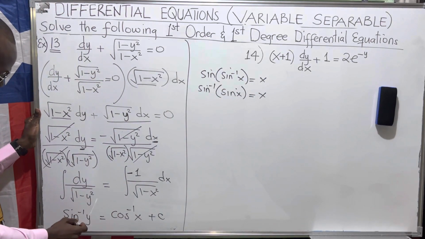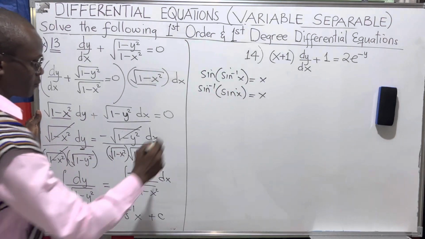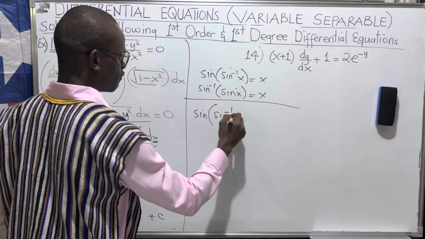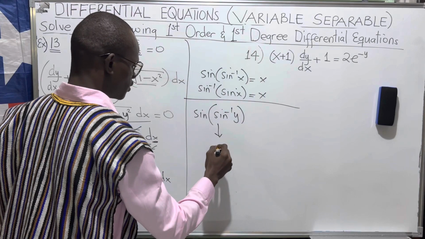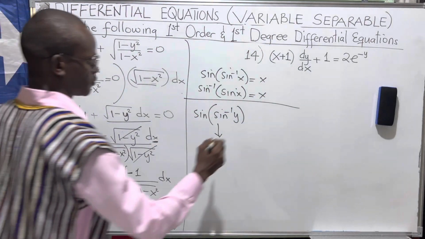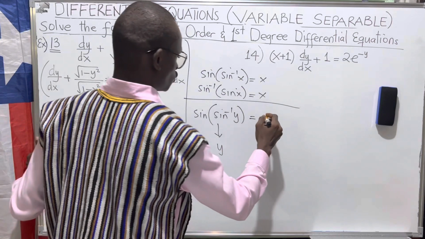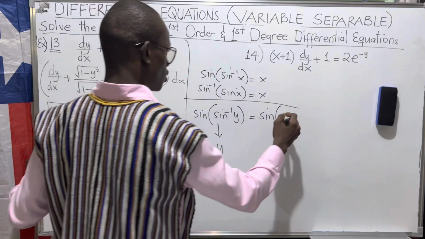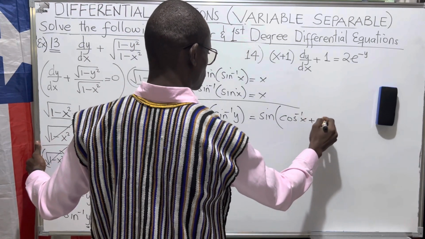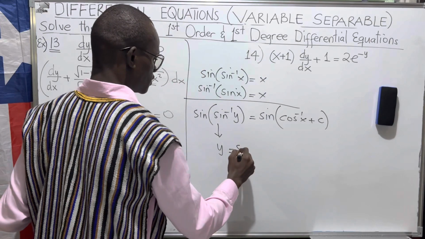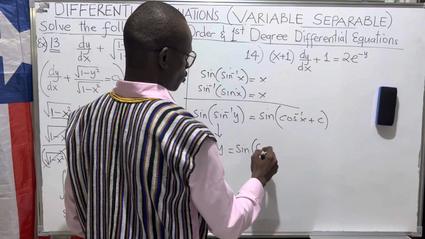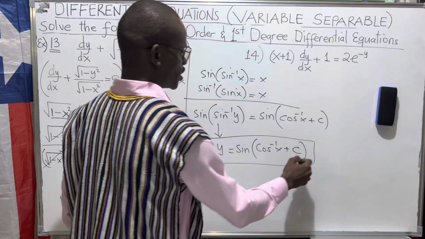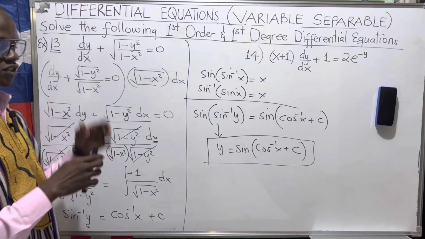So now, since we want to solve for y, we can say sine inverse of y, which will now give us y for the left hand side, equals, so we do the same thing on the right hand side, sine inverse, that's a sine of cos inverse of x plus c, and then this is just equal to sine of cos inverse of x plus c. So this is the general solution of this differential equation.